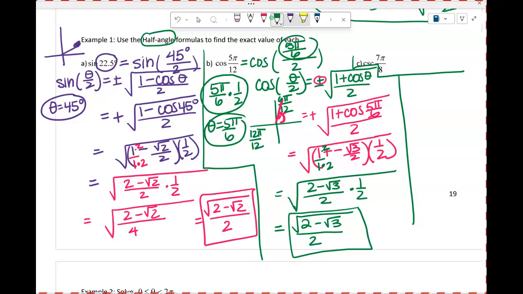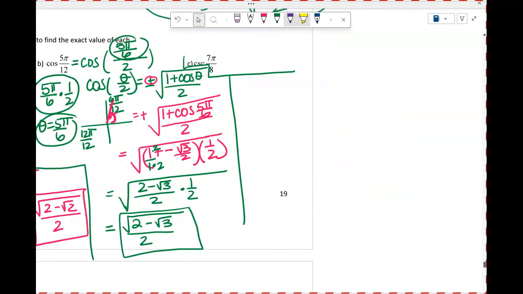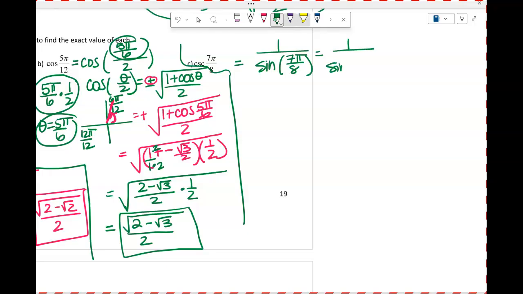Okay, let's move over to cosecant of 7 pi over 8. Let me erase a little bit of this line here. I drew it too long, so there you go. Let's get the pen back. Okay. I didn't give you a cosecant formula, but that's the same thing as 1 divided by sine of 7 pi over 8, which is 1 over sine.